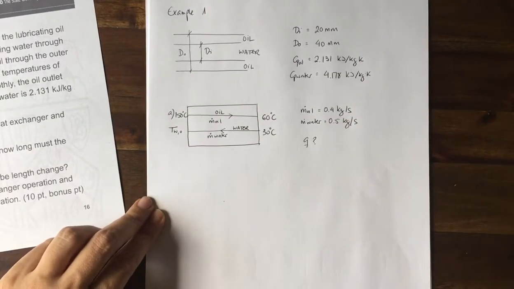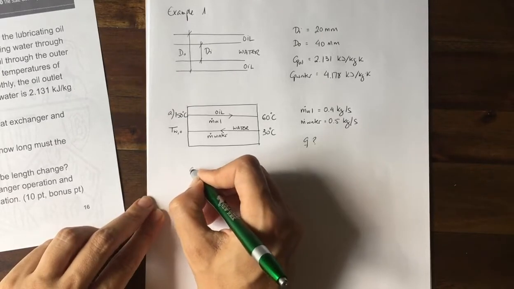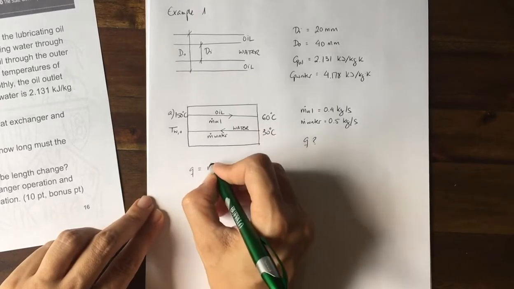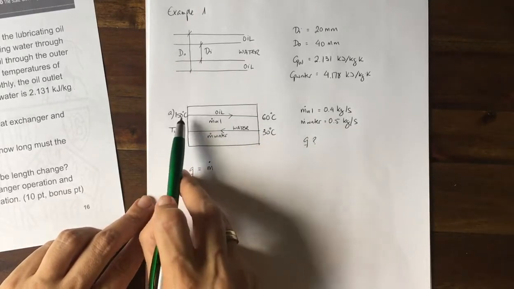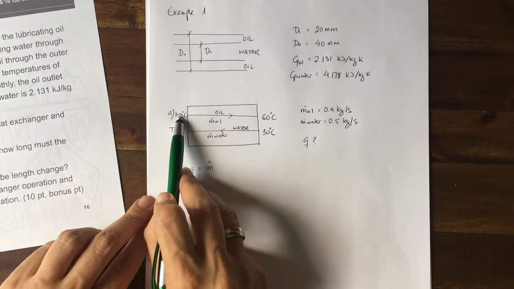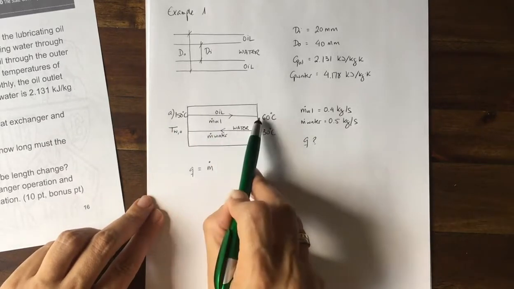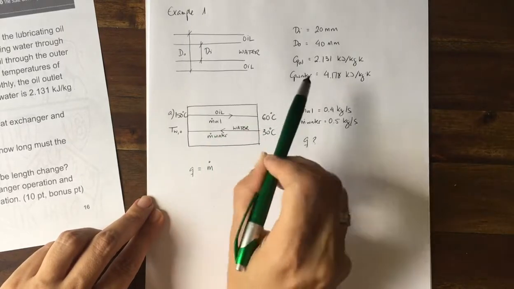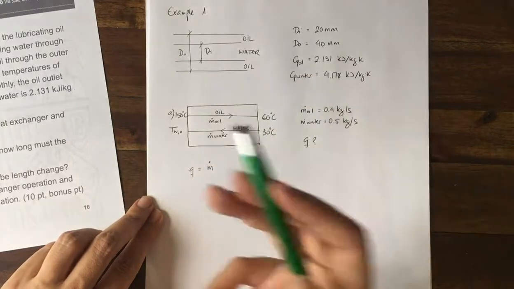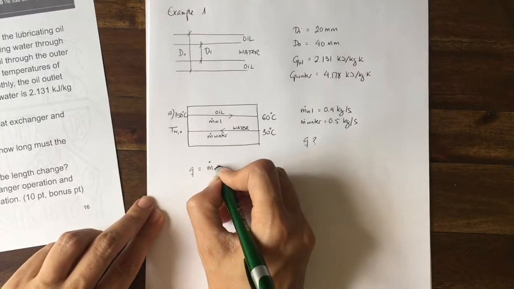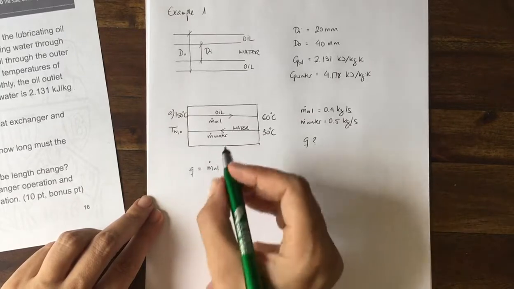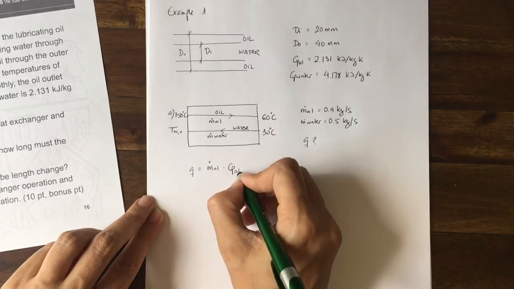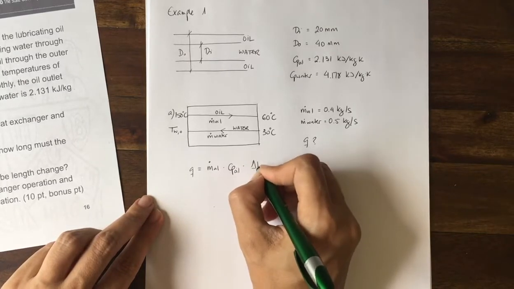And we can use the general formula. The heat rate is equal to the flow rate, for instance oil, because we know the temperature at the inlet and at the outlet, therefore we know delta T. We also know the flow rate and the thermal capacity here, so we have all the elements that we need. So the heat rate is equal to the flow rate of oil times heat capacity of oil times delta T of oil.